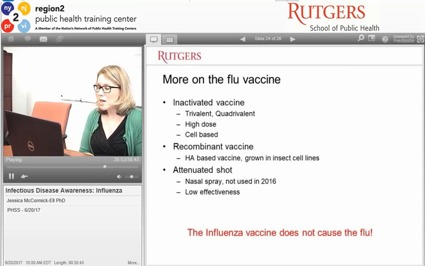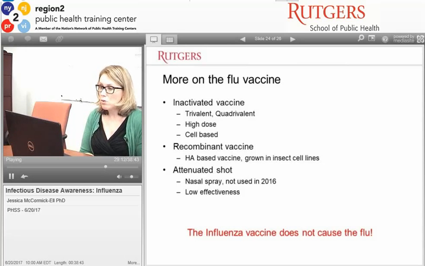It is an attenuated shot, and so it was only available to persons between the ages of 18 and 65 with healthy immune systems. And it's important, I just want to state it, that the influenza vaccine does not cause the flu. Most people are receiving an inactivated vaccine. It's a killed virus. It cannot cause the flu.